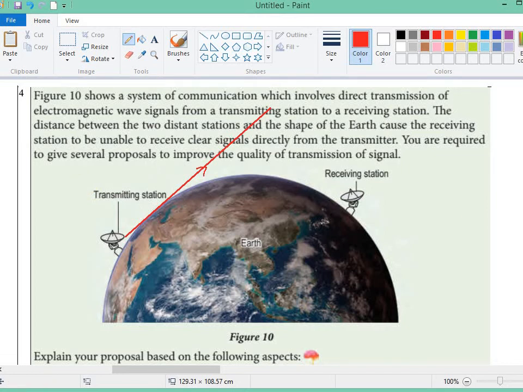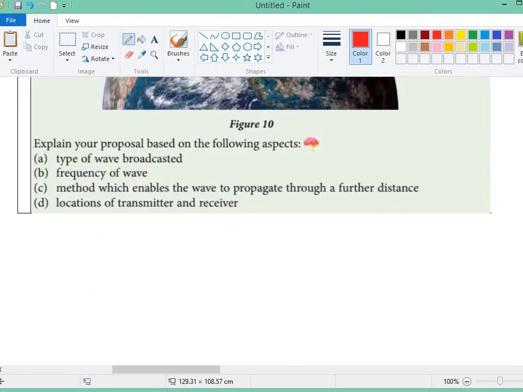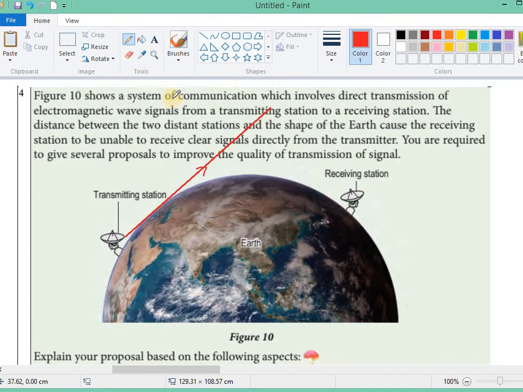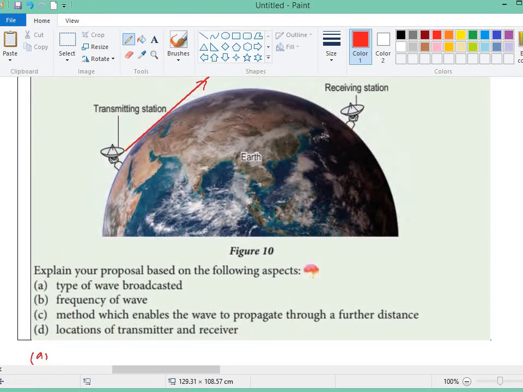So what is it that we can do? Explain your proposal based on the following aspect. A, type of wave broadcast. So this is communication. So for communication, what is it that we use?